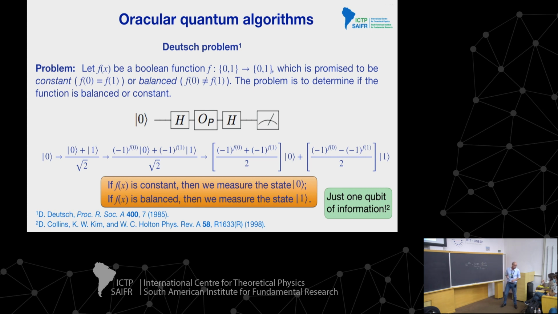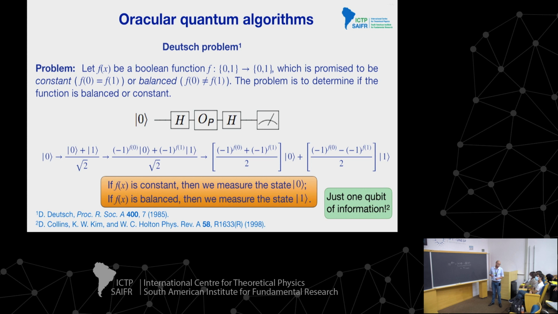From an information theory perspective, it's right to say that the previous problem in the classical case, in comparison to this new problem in the quantum case, the information available was compressed, like you told. Before we had 2 bits of information, and now we have just 1 qubit of information.